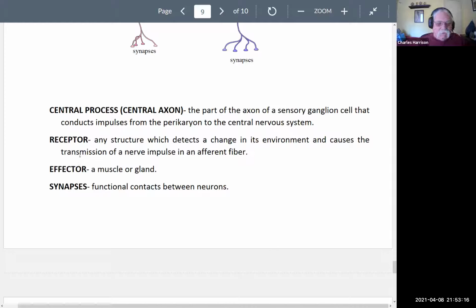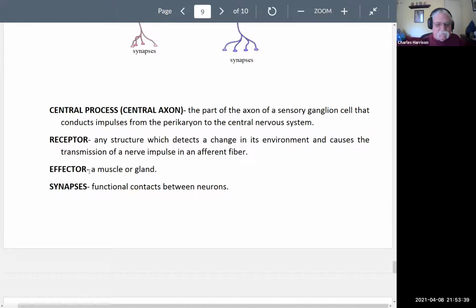Receptor is not a tough term at all. It's any structure that detects a change in the environment, okay, and that can cause the transmission of an impulse. So if we have receptor cells in the eye, if they detect light, they can then transmit the impulse. The word effector bothers some people, however.